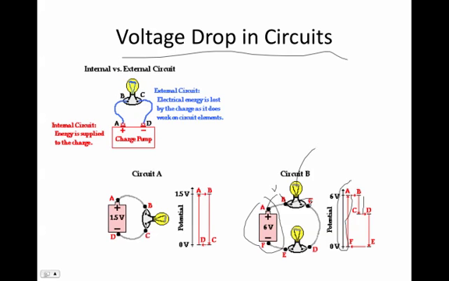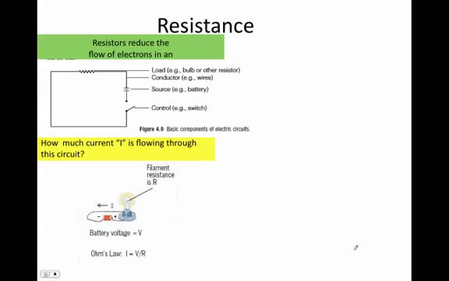And then from C to D, nothing. And then from D to E, it drops again because of the load, to the point where we get to point F. From E to F, the voltage is 0. So voltage drops along the circuit.